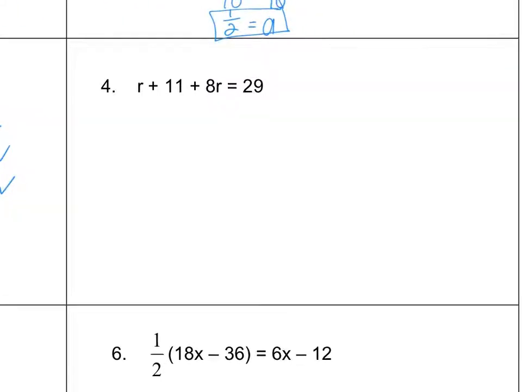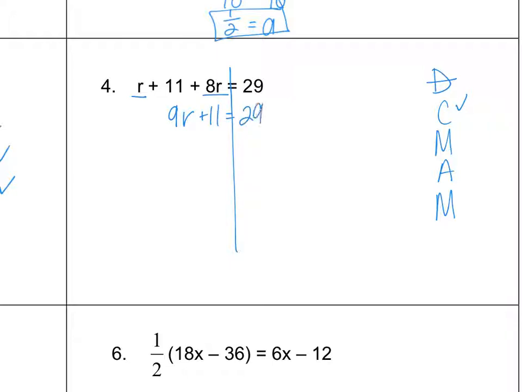Number 4. Write out my steps and draw the line. Can I distribute? No, I can't because I don't have parentheses. Can I combine like terms on either side of the equal sign? Yes, I can. I have an r and an 8r here. R plus 8r gives me 9r. I'm going to bring everything else down.